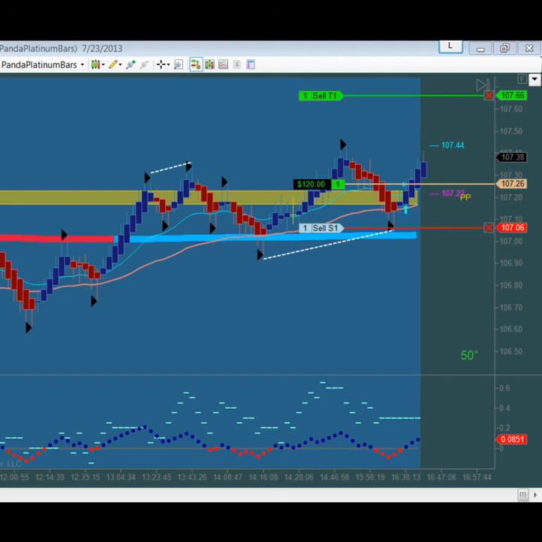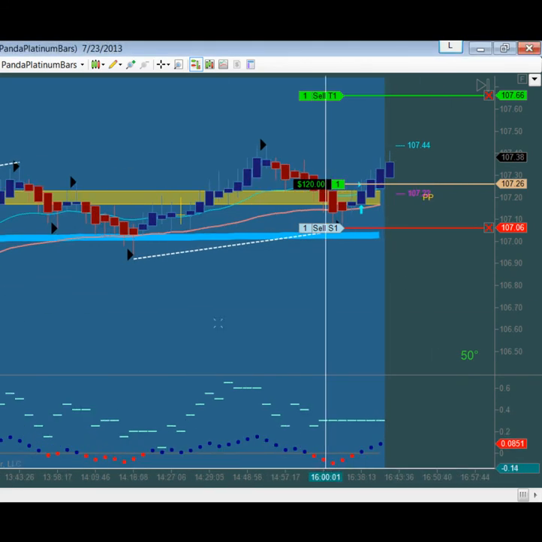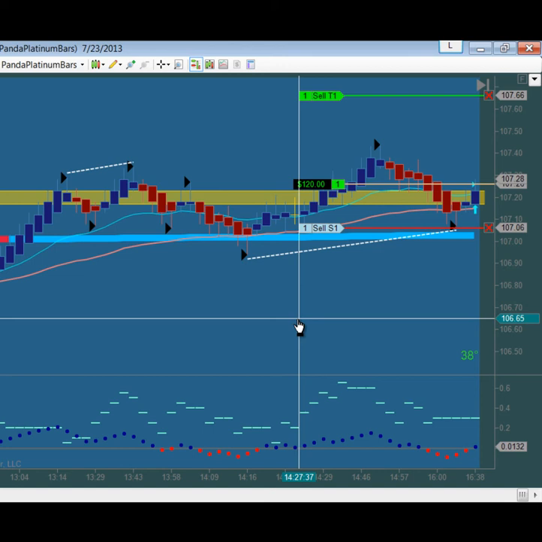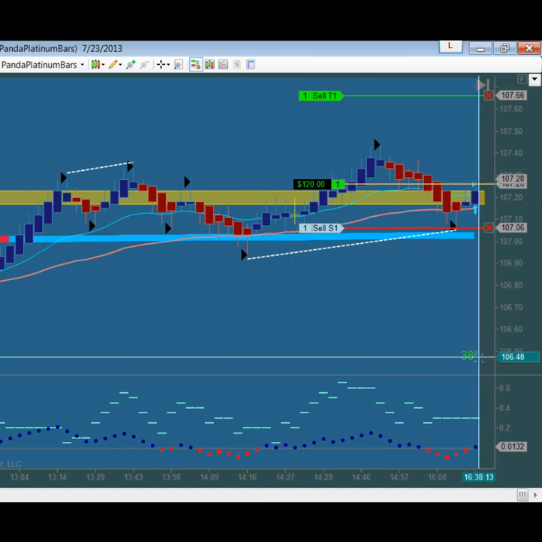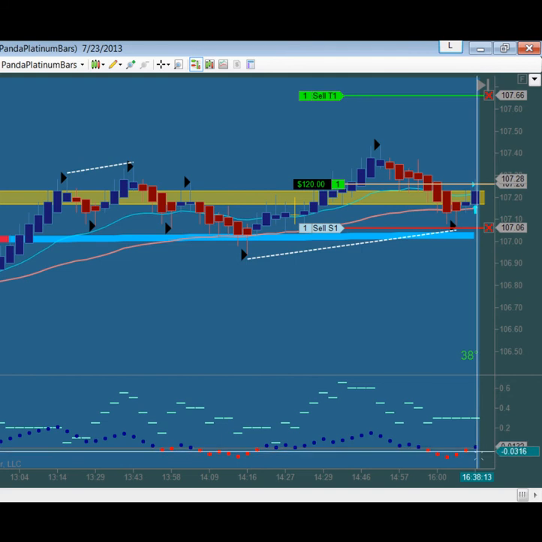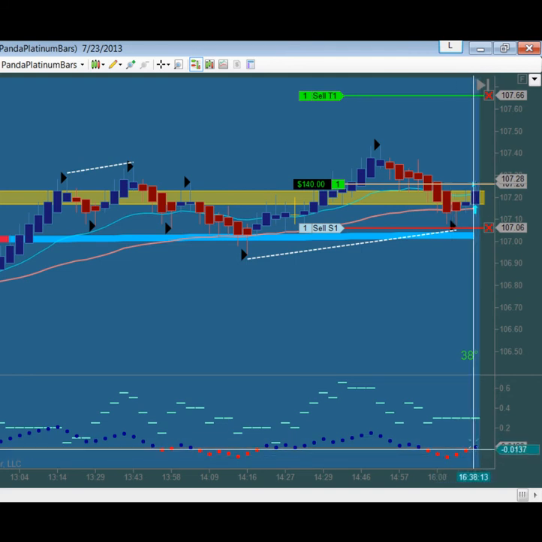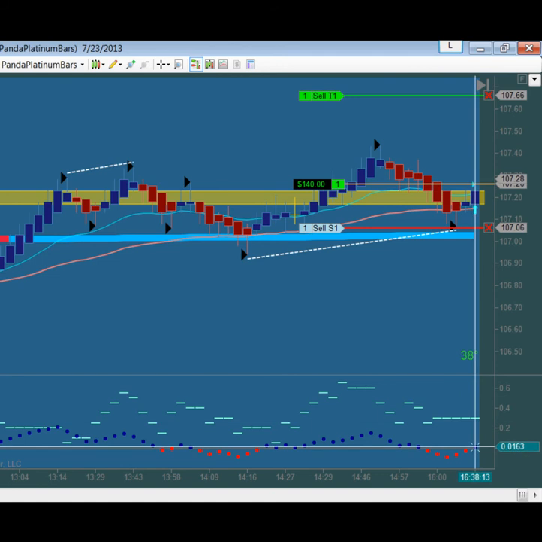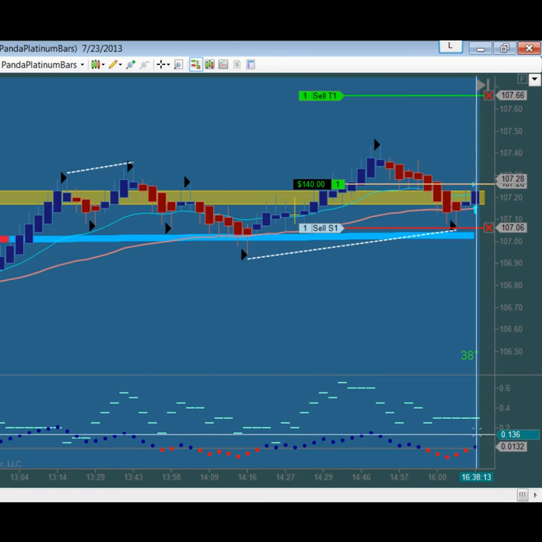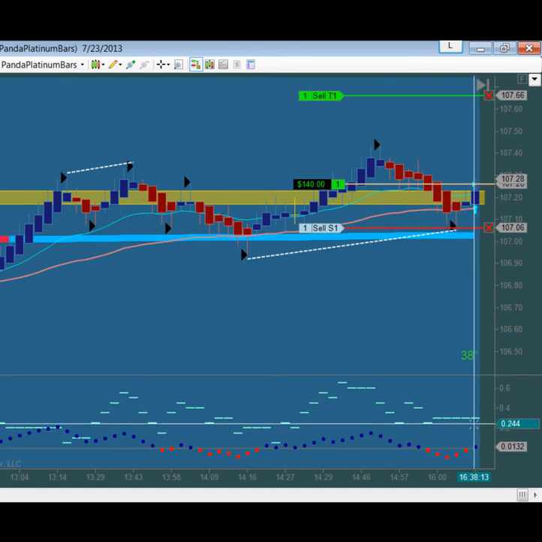Okay, we're in a trade right now, and this is from the Panda Platinum. It's just hard to do a video and trade at the same time, but here's where we got the signal. We have this lower indicator. Both of them have closed above the zero line, so we have a blue dot here and a hash mark also above the zero line.